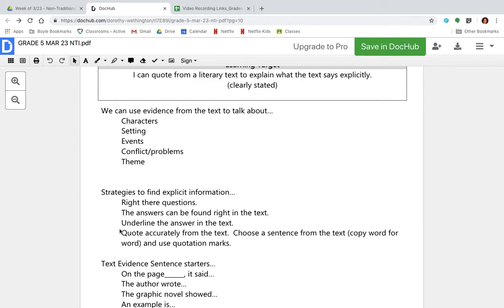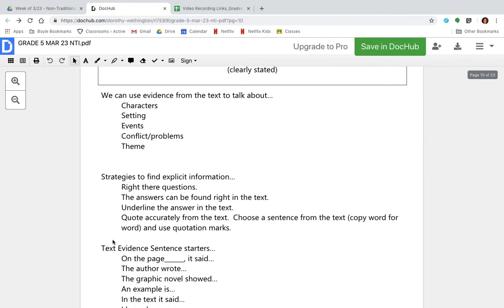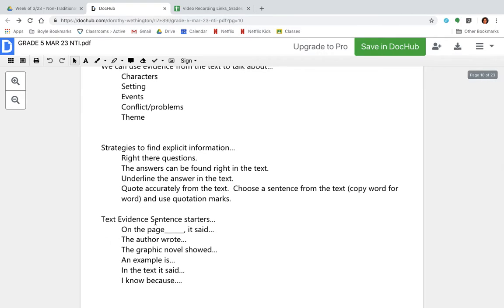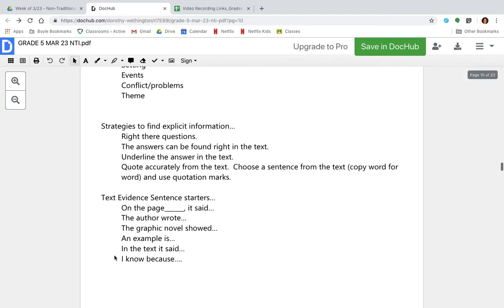Underline the answer in the text. Quote accurately from the text. Choose a sentence from the text. Copy word for word and use quotation marks. Text evidence sentence starters: On the page, it said; the author wrote; the graphic novel showed. An example is: in the text it said; I know because.